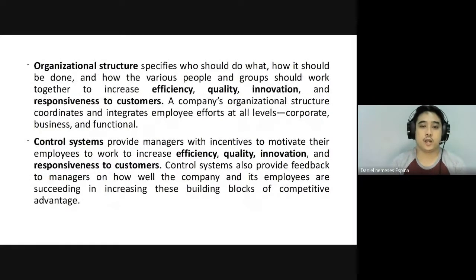So we say structure, organizational structures. In the implementation, it must be considered because we should identify who should do what and how it should be done, and how the various people and groups should work together so that they can increase, for example, superior efficiency, quality, innovation, and responsiveness. So the structure coordinates and integrates employee efforts at all levels, whether corporate level, business level, or the functional level.